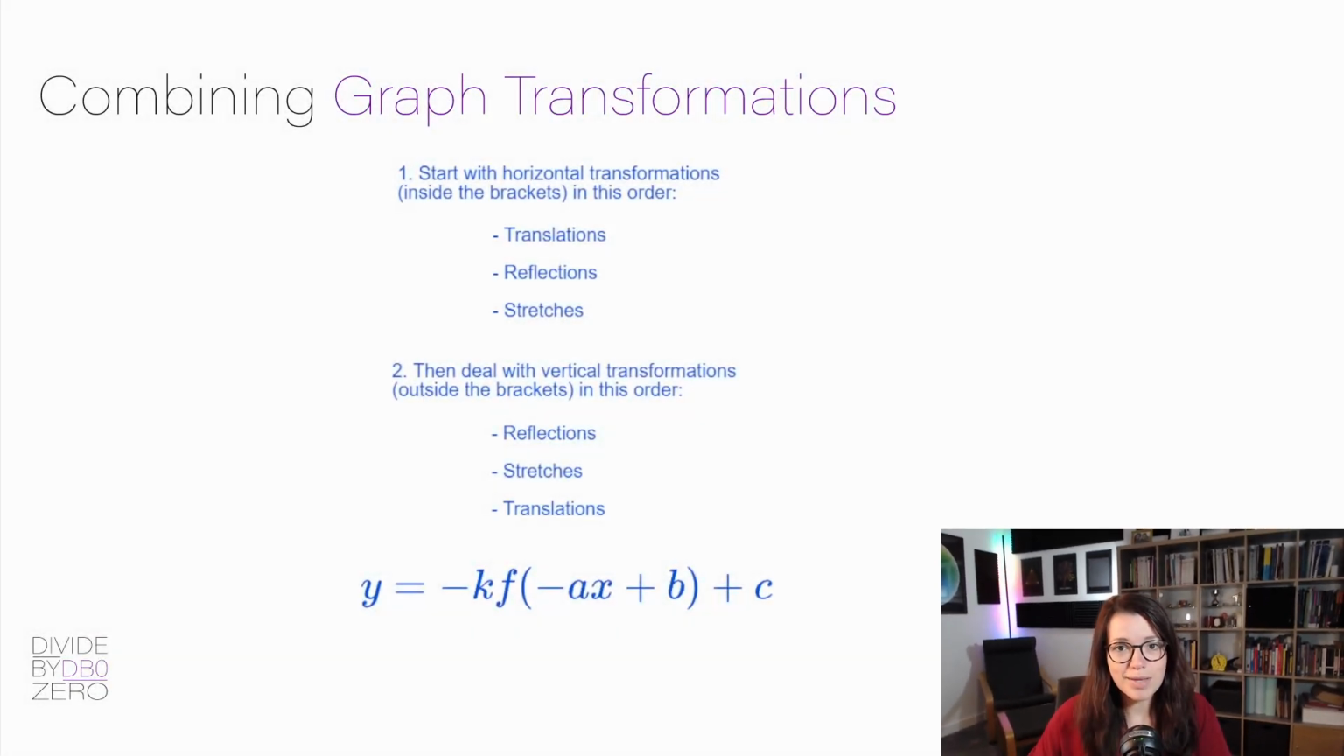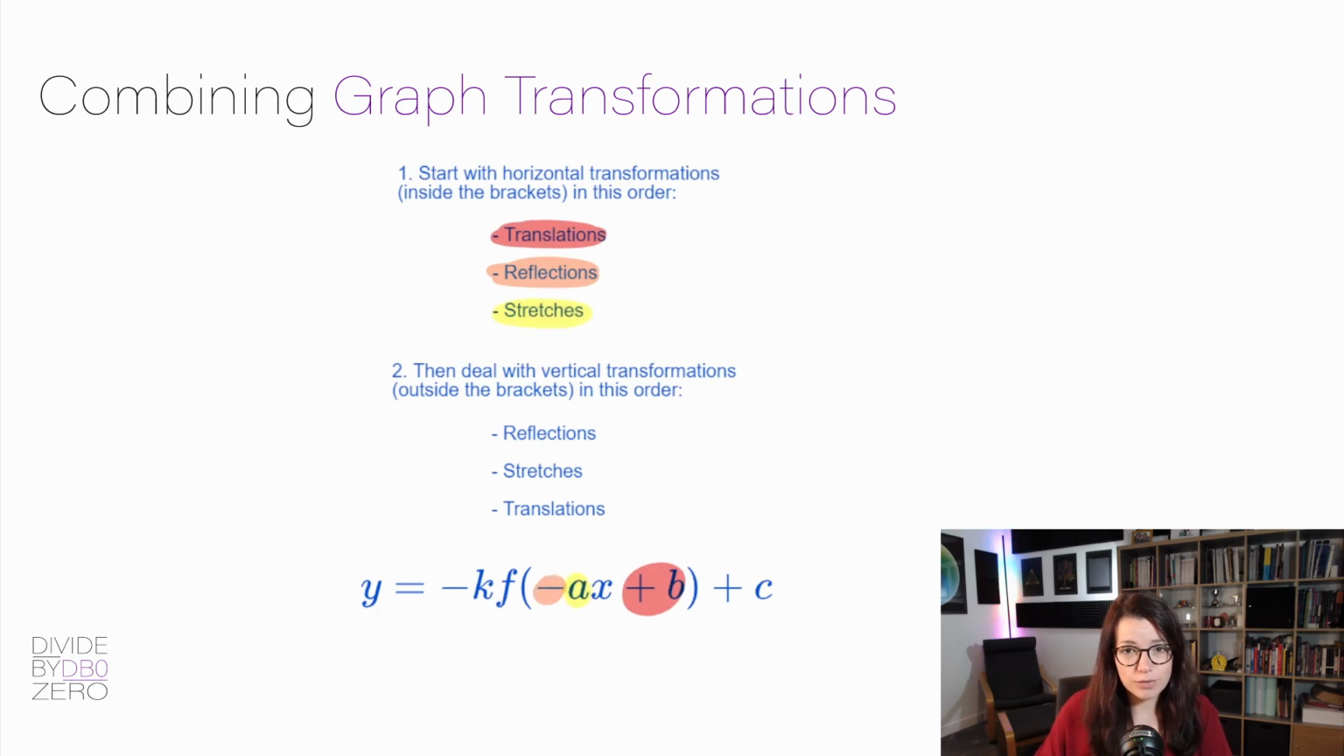Here is the order in which you should do graph transformations. First, you start with any horizontal transformations inside the brackets in this specific order. Translations come first. So in this case, anything here where the plus b is, you should do that first. Then any horizontal reflections, then any horizontal stretches.